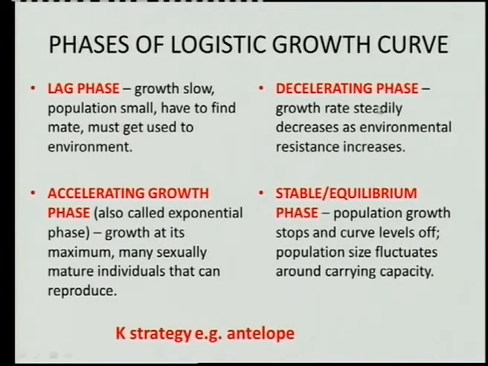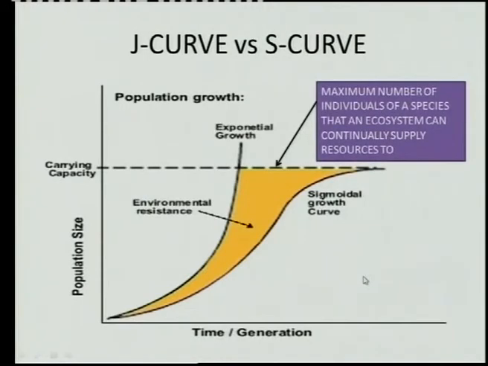It's a decelerating phase where the growth rate decreases because of environmental resistance that sets in, until the stable or equilibrium phase is reached. And this is where growth stops and the birth rate is more or less equal to the death rate, and this is where the carrying capacity is. Know the definition: carrying capacity is the maximum number of individuals of a species that an ecosystem can supply resources to. And I think, Lorraine, explain to them what you mean by number.